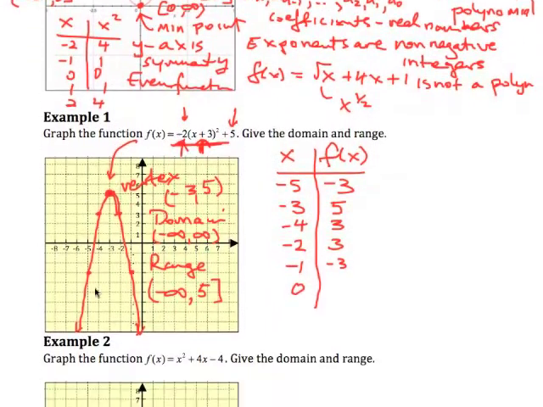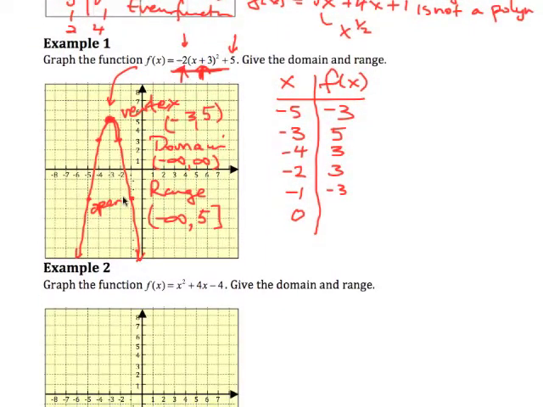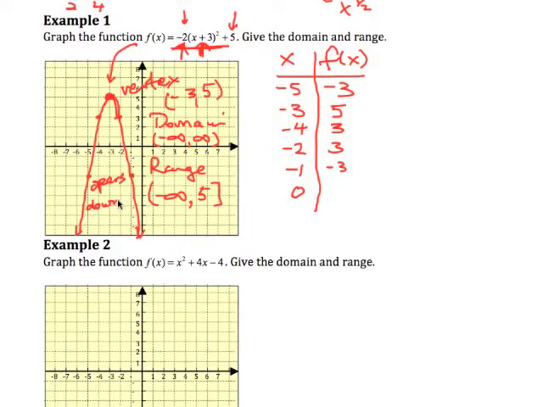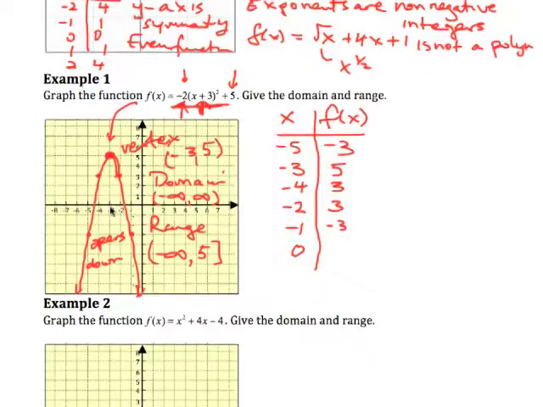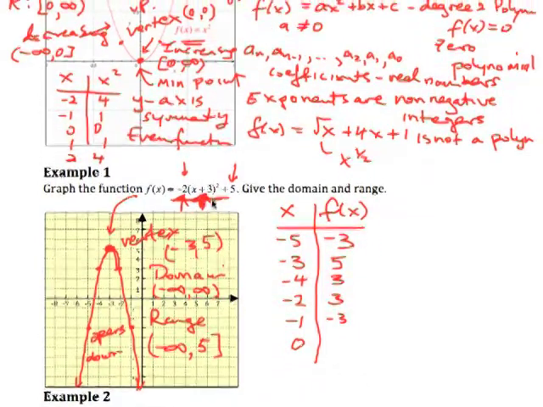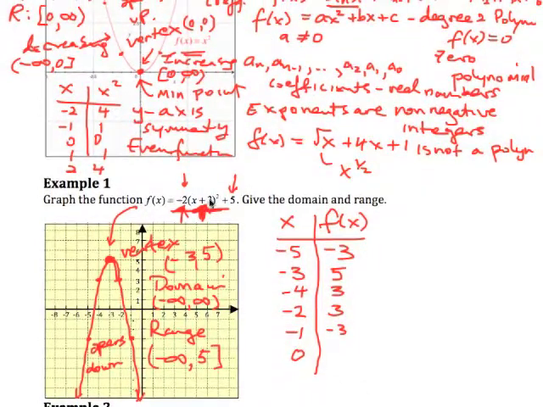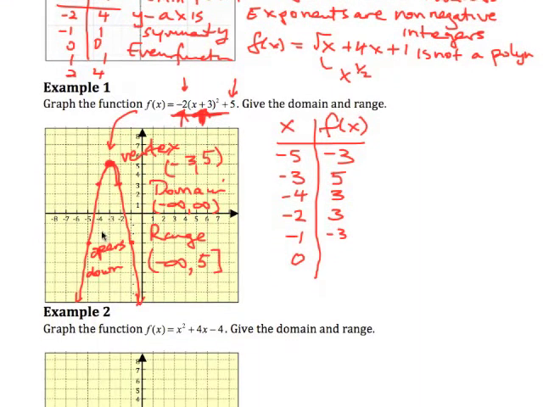Right, now the other thing you'll notice is that we do have it narrower, which is what we expect from the 2. We do have it opening down, and that of course is because of the negative. We do have it moved 3 to the left because of this number here, and then we have it raised up.